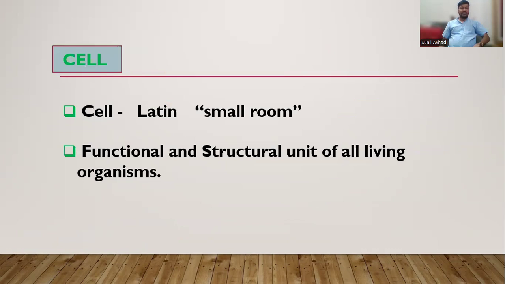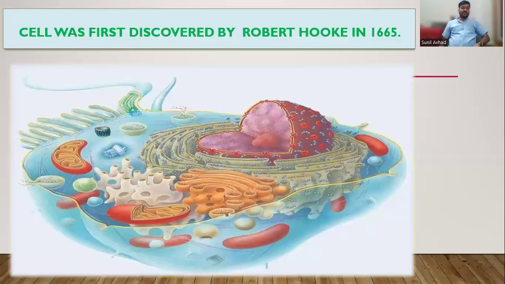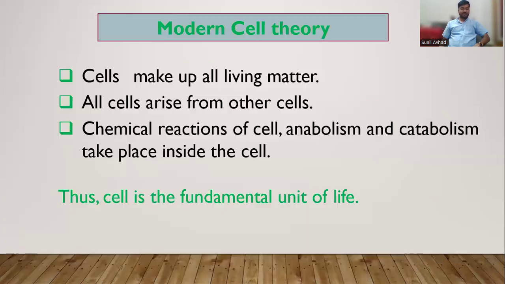The word cell in Latin means a small room. It's a functional and structural unit of all living organisms. Cell was first discovered by scientist Robert Hooke in 1665. This is structurally how the cell looks like. It carries various cell organelles, cytoplasm, plasma membrane. All these things we discuss in upcoming slides.